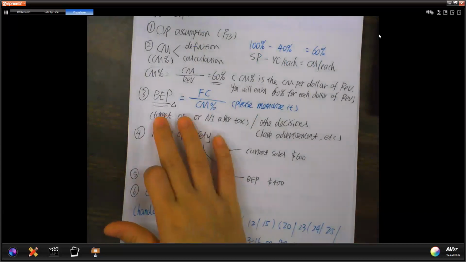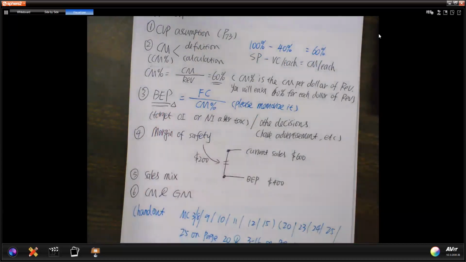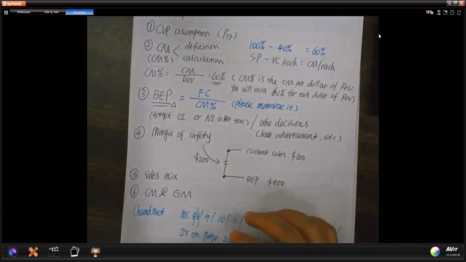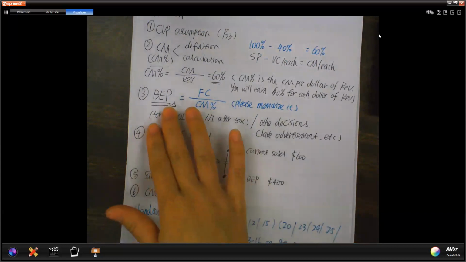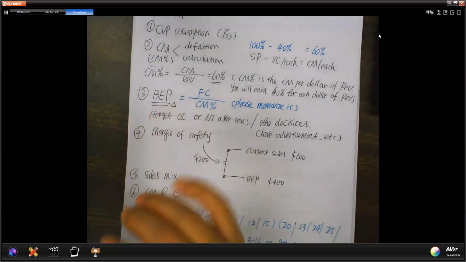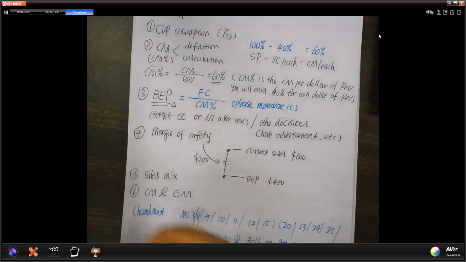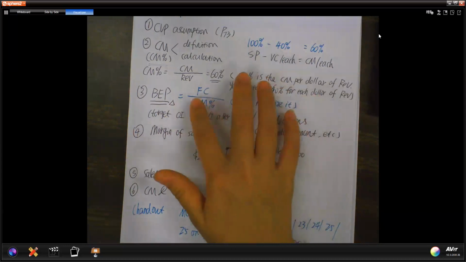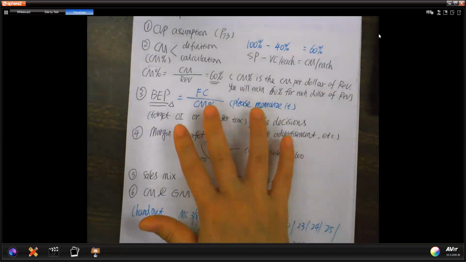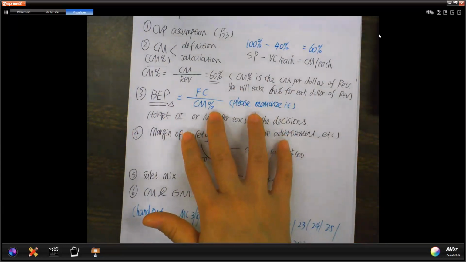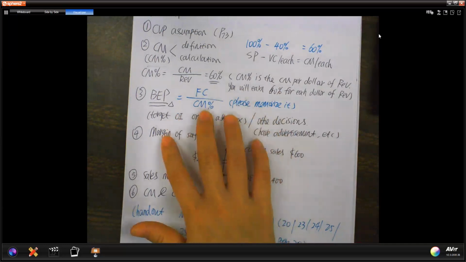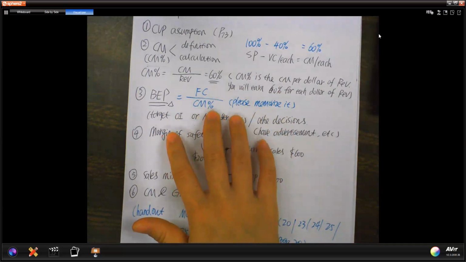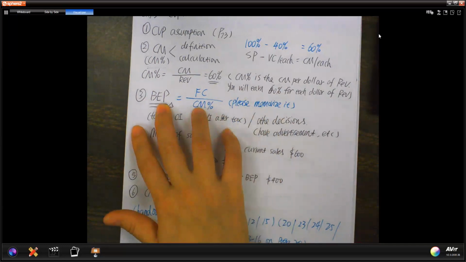Okay, next one, talking about break-even point. Make sure you know the meaning of that one. At that moment, you are not losing money, you are not earning money, your operating income is 0. This is the only formula I require you to memorize: your fixed cost divided by your contribution margin percentage. At break-even point, your operating income is 0.